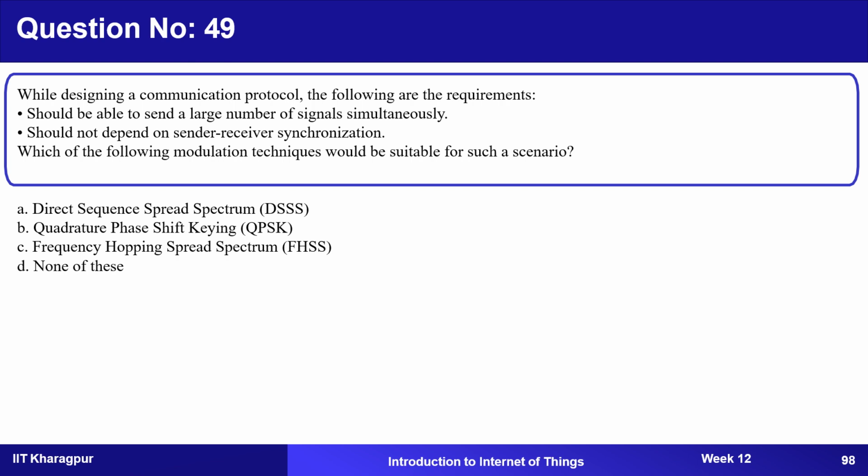Next question is, while designing a communication protocol, the following are the requirements: it should be able to send a large number of signals simultaneously, and should not depend on sender-receiver synchronization. Which of the following modulation techniques would be suitable for such a scenario? Options are direct sequence spread spectrum, quadrature phase shift keying, frequency hopping spread spectrum, none of these.